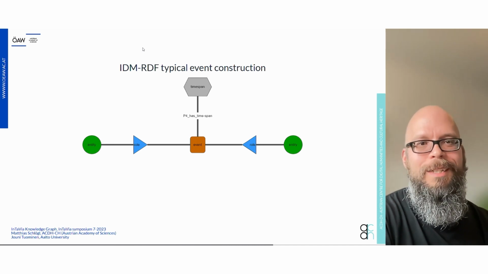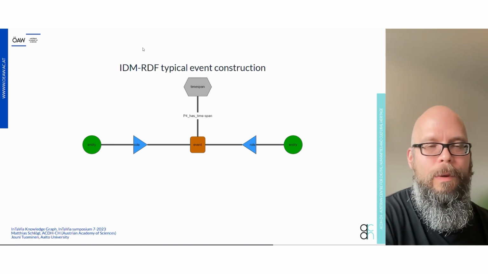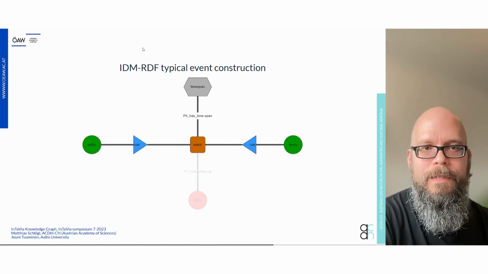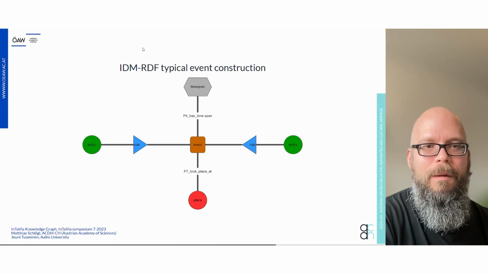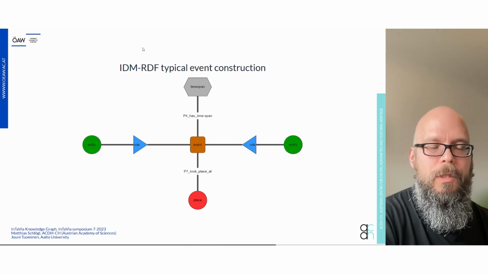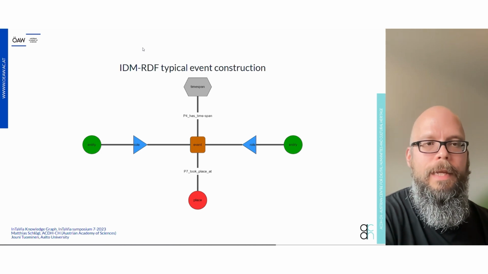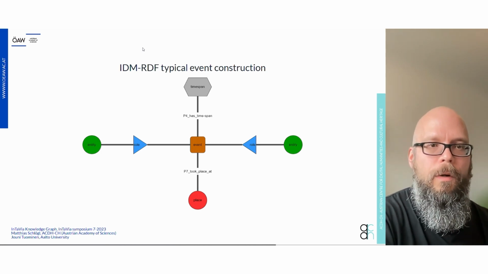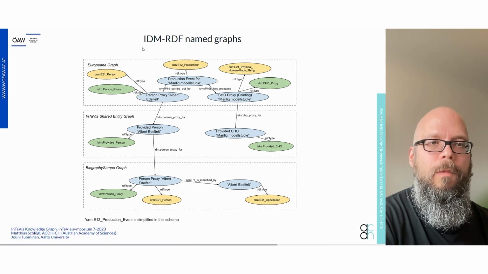So we also attach a time span to the event, which is the way that CIDOC-CRM works. And next, we also attach the place using the took place at property. So events happen in time and space, and they can have participants or things that are available during the event.